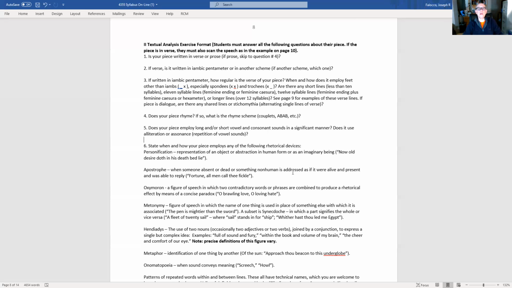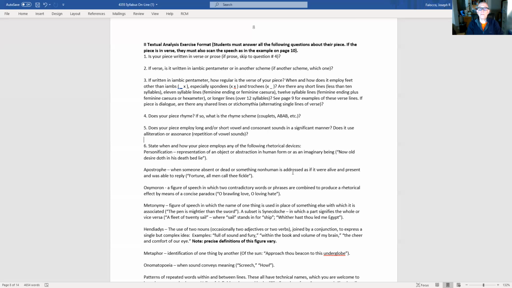Number 6, state when and how your piece employs any of the following rhetorical devices. The first is personification, the representation of an object or abstraction in human form or as an imaginary being. The example here comes from Romeo and Juliet, where the chorus says, "Now old Desire doth in his deathbed lie." He's talking about Romeo's former affection for Rosaline, who he forgets about now that he's met Juliet. So Romeo's old desire for Rosaline is described as an elderly patient on his deathbed. That is personification.